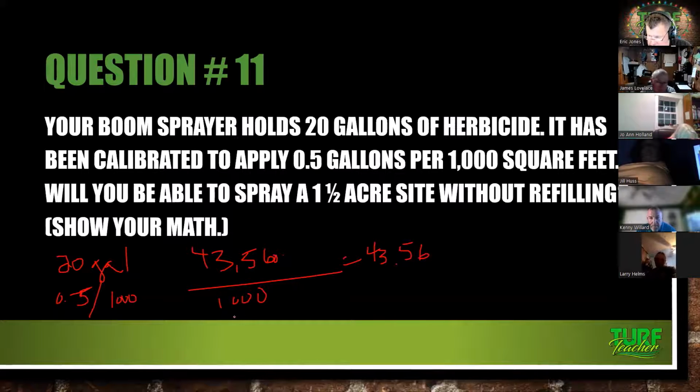If we divide 43,560 by 2, because we're doing 1.5 acres, it's going to give us 21,780. Divide that by 1,000 for our blocks. We're going to have 21.78.